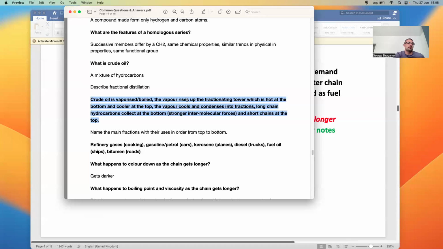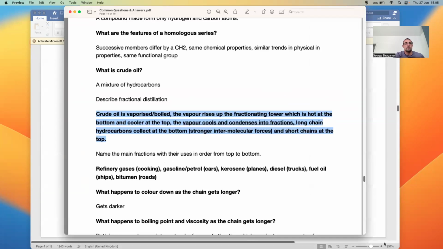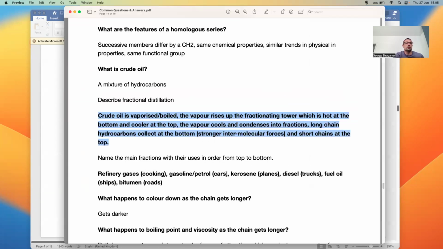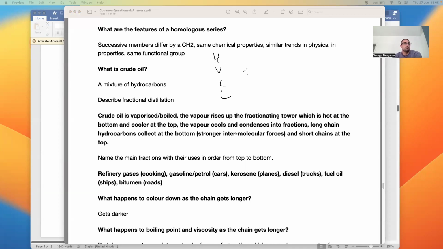And this is the perfect exam answer. You see here I've written them all in order with a use for each. But to remember this, I tell people, remember HVCC. HVCC. Heat, vaporize, cool, and condense. That guarantees you 2 marks, HVCC.